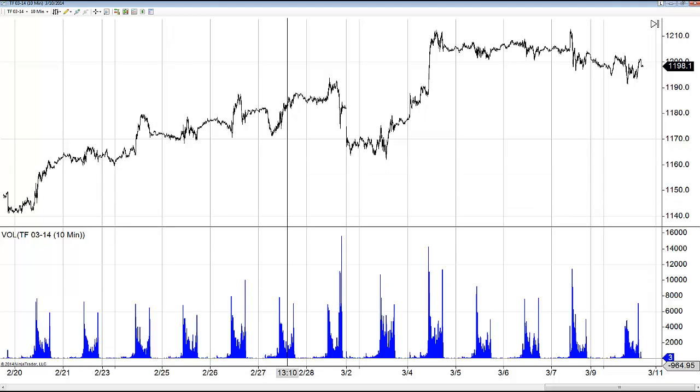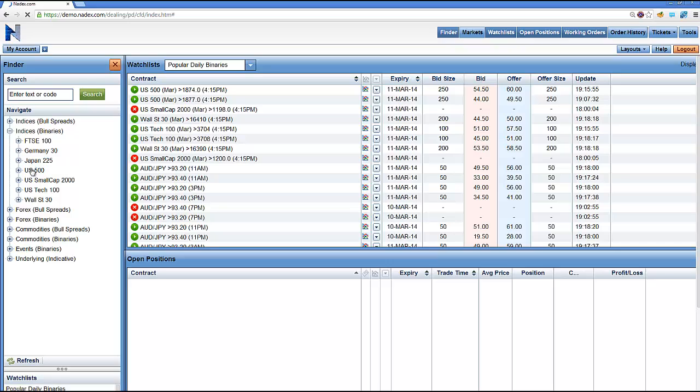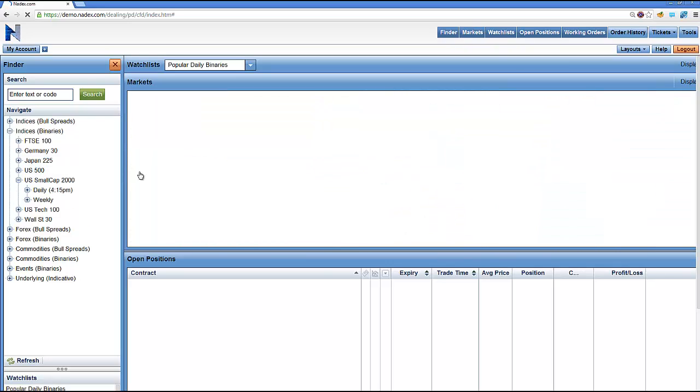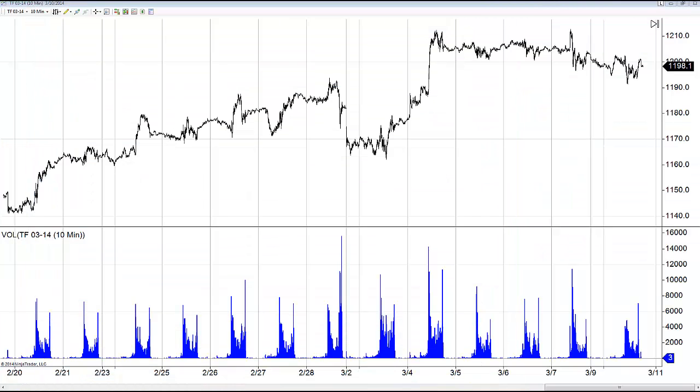So the Russell contract. If you ever don't know the contract, you can do two things. Okay, that makes it really simple. One is just right here inside Nadex. Just hop over to indices, click on the contract, and you'll actually see the month right there. See, it says March. You'll see the month listed right there in the market.